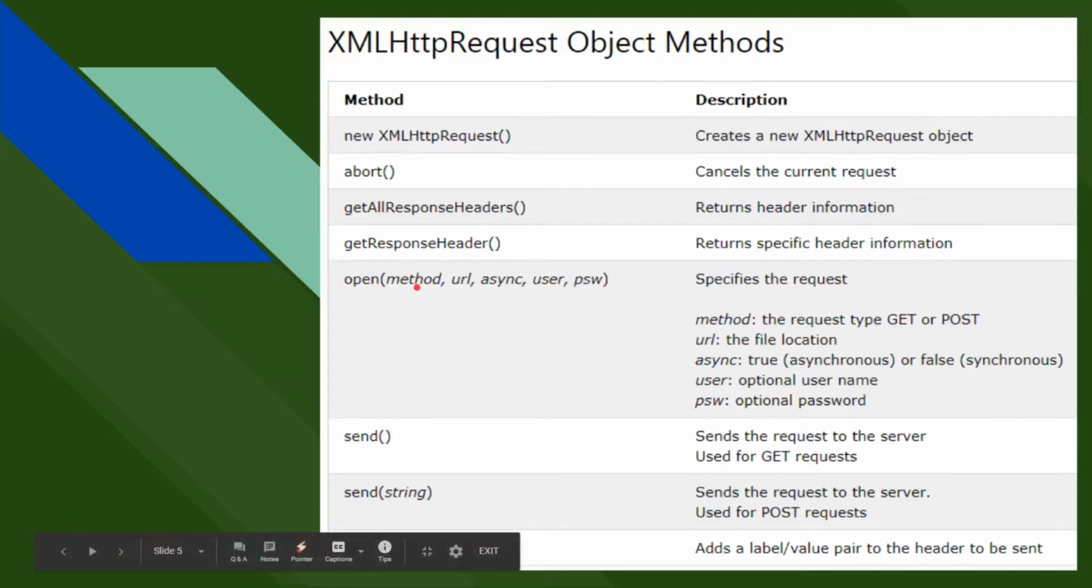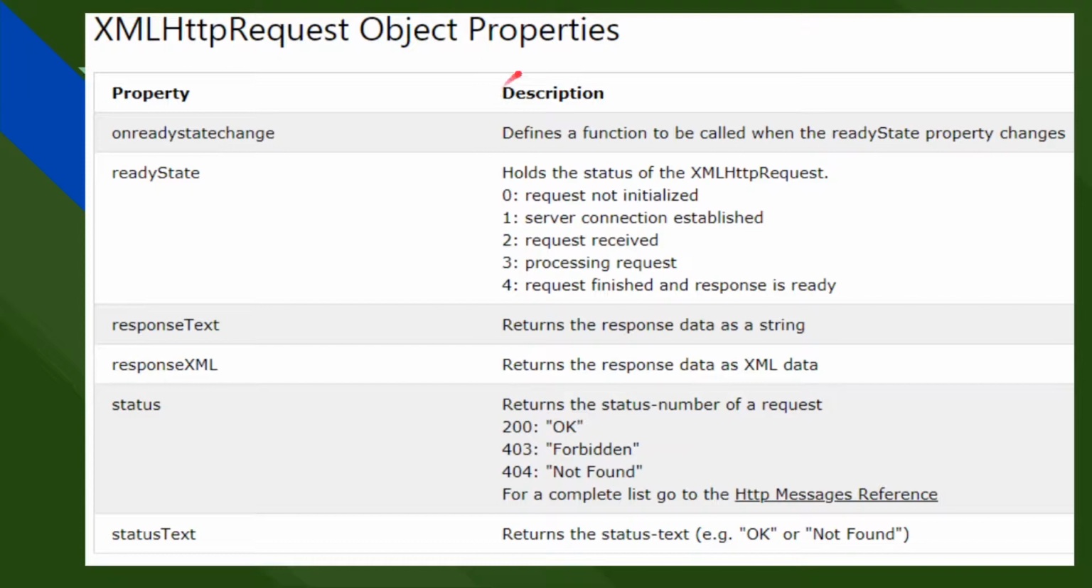Open means that you have to provide the method, either GET or POST, we will see later on. Then the URL, the location of your file, where the file is located, and the async. Async is either true or false. True is when you want your data to be transferred asynchronously, and if it is false, then synchronously. We do not recommend using false, always use true. And now here are some properties.